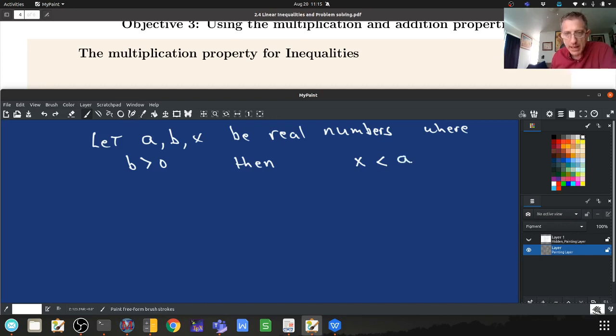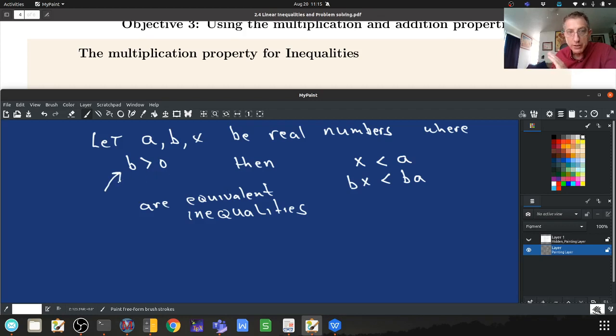X less than A and BX less than BA are equivalent inequalities. What does that mean? It means that their solution sets are the same. So here I'm just going to explain it to you in English. As long as your number B is greater than 0, then you can multiply both sides of your inequality by B and nothing changes.